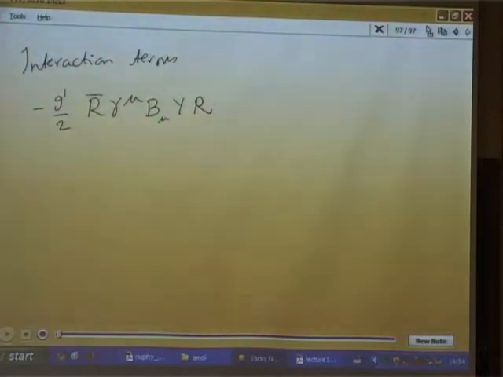So Y here is hypercharge. Y_R means hypercharge of R. Let's say the values of Y. So we can combine that with g prime, and this means that we have a vertex. This is R coming in, R going out, and this B. And the strength of this vertex is g prime Y by 2 times gamma.